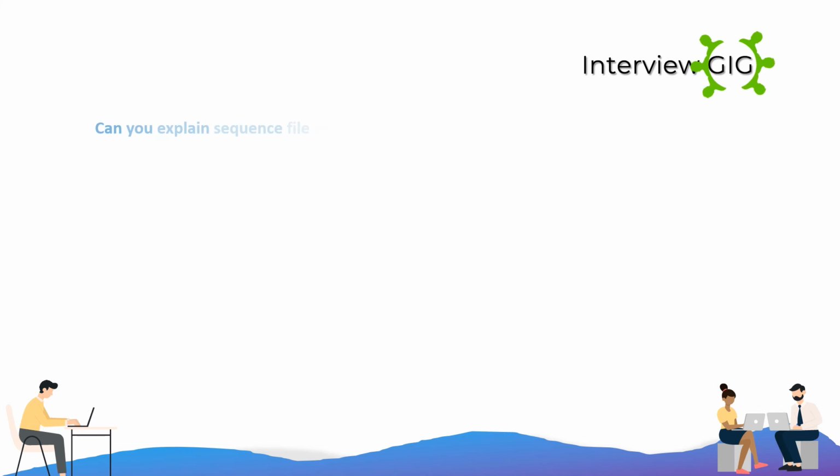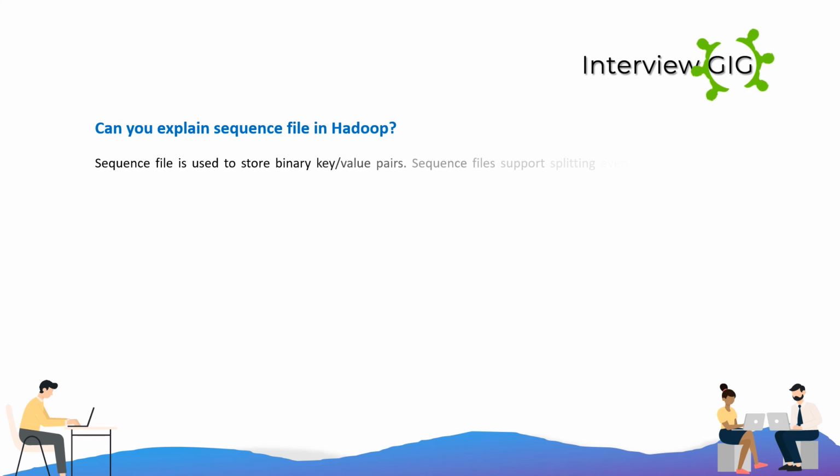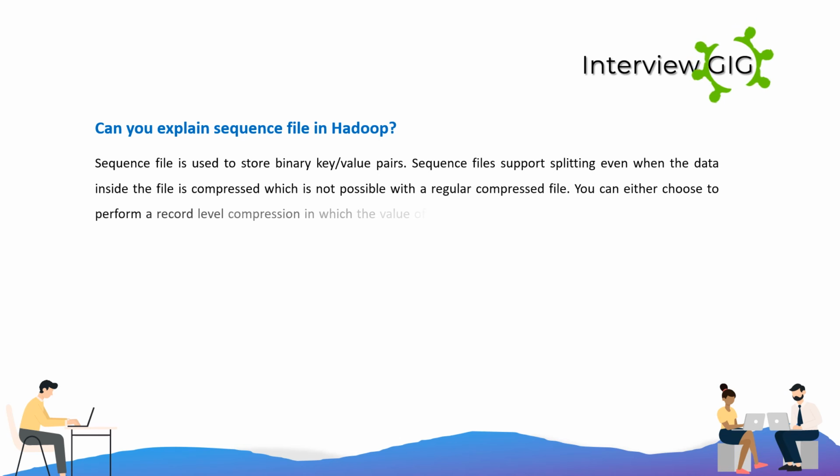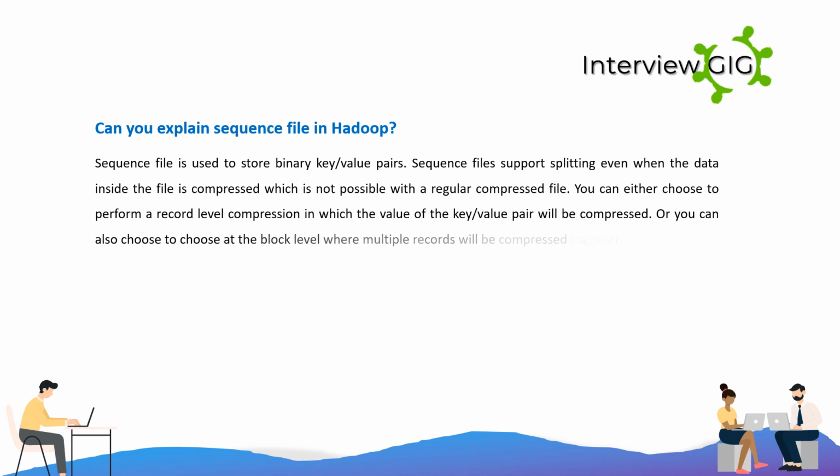Can you explain sequence file in Hadoop? Sequence file is used to store binary key-value pairs. Sequence files support splitting even when the data inside the file is compressed, which is not possible with a regular compressed file. You can either choose to perform a record-level compression in which the value of the key-value pair will be compressed, or you can also choose at the block level where multiple records will be compressed together.